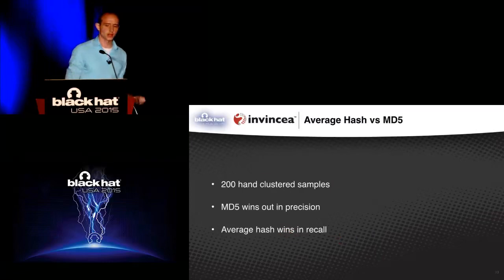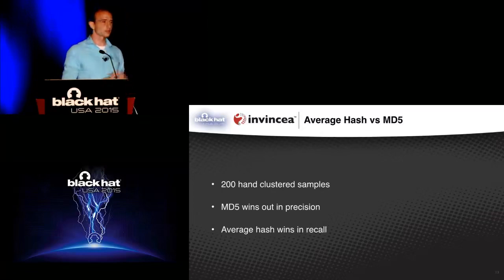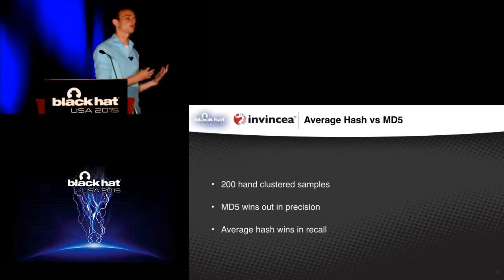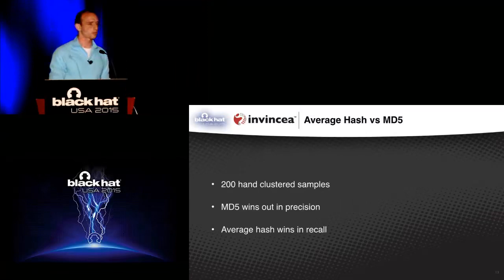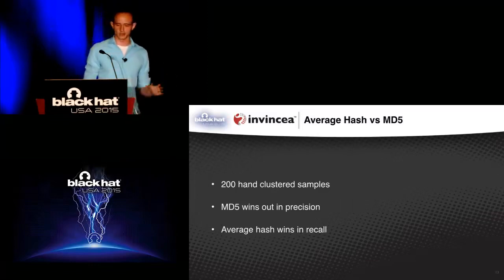We evaluated average hash compared to MD5. So to do this, we hand clustered 200 malware samples in terms of whether or not they had similar images. And we found that MD5 had better precision, which means basically it got less things wrong. But average hash had better recall, which means it got more things right. And that may be a little confusing if your statistics are rusty.